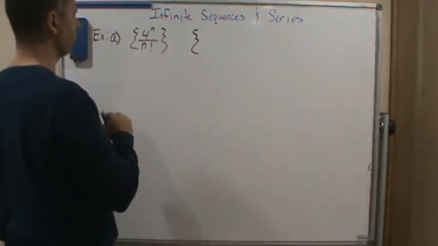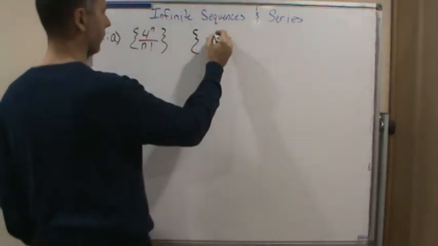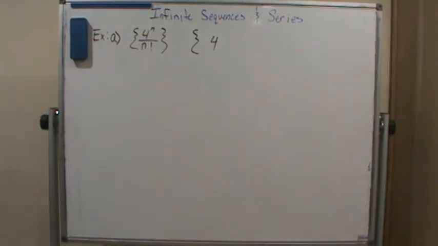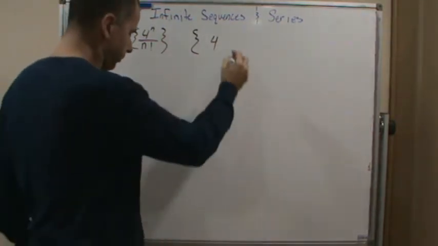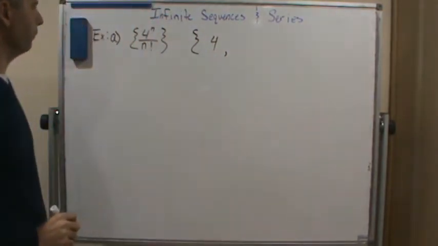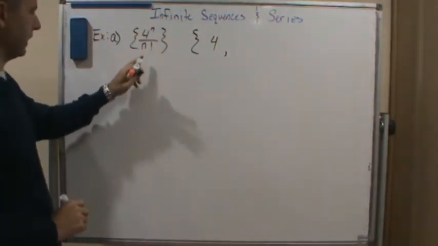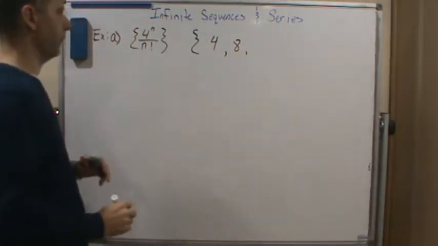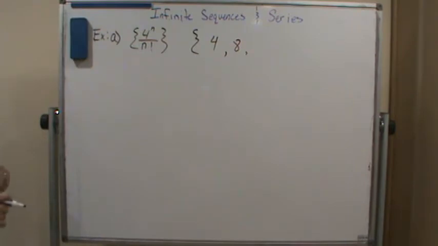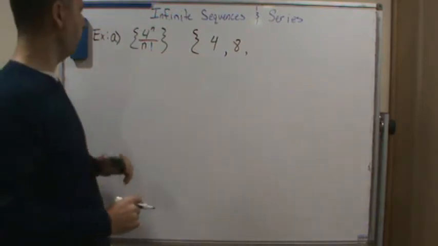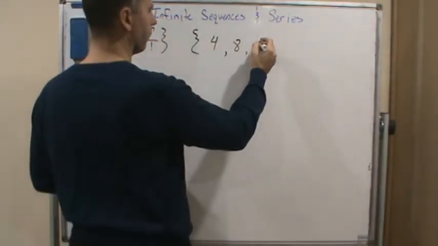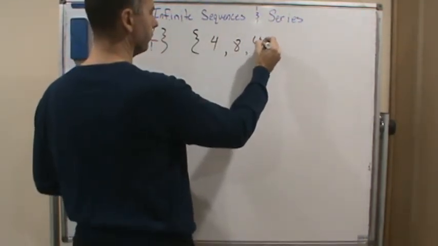We get 4, right? When n equals 2, what do we get? Well, we get 4 squared, which is 16, over 2, which is 8, so we get 8. Okay. And then, what about 3? Well, for 3 we get 4 cubed, which is 64.